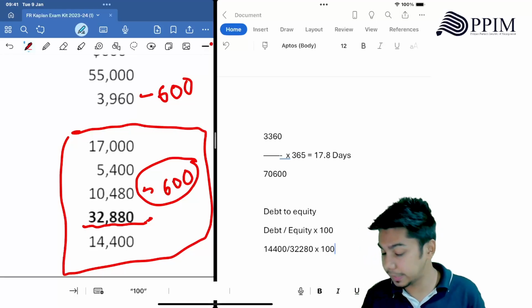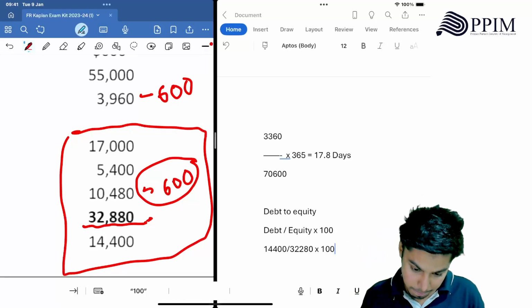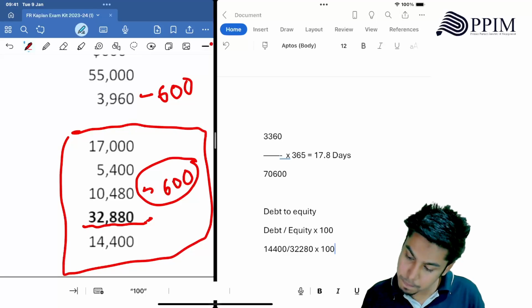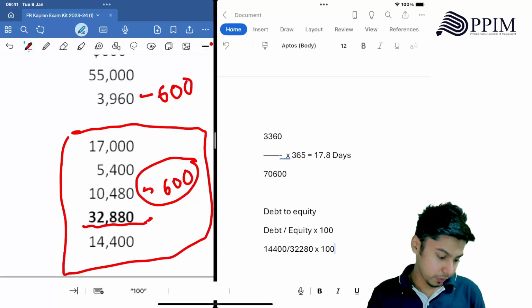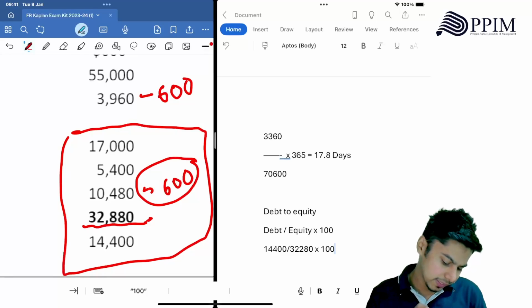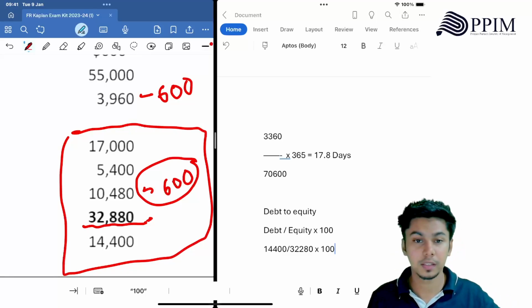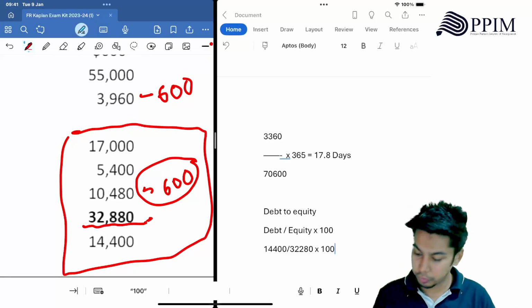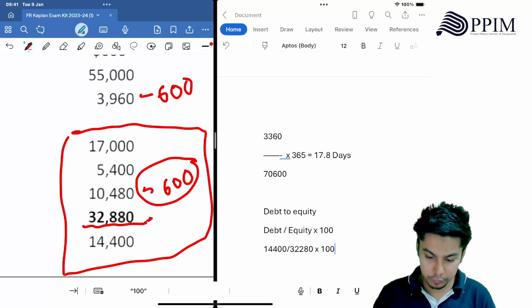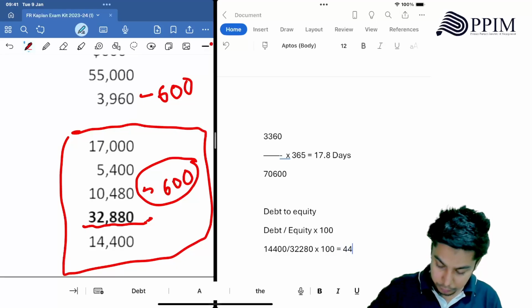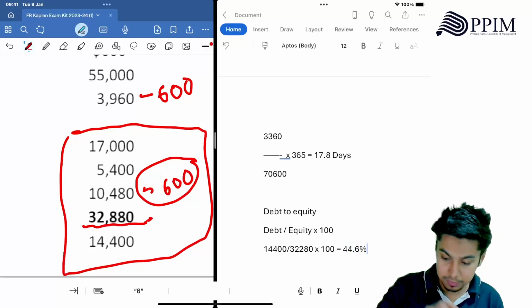So that's coming as 14,400 divided by 32,280 into 100. What's the answer, guys? Is it 44%? 44, yeah, correct, 44.6. 44.6% should be the answer.